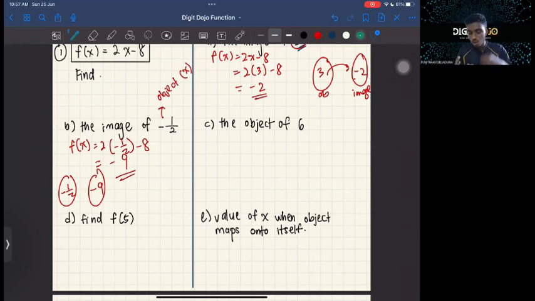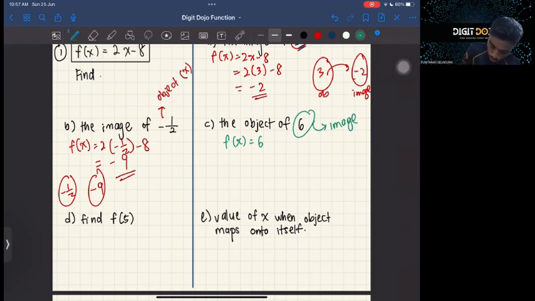Next question, find the object of 6. In this question, object of 6 means 6 is the image. So 6 is the image, and you have to find the object. Your f(x) now is 6. The image is 6 already, and you are going to find your x.